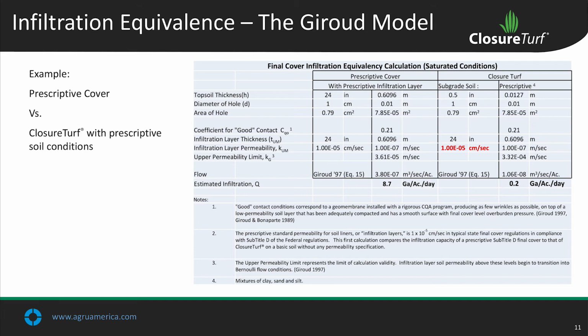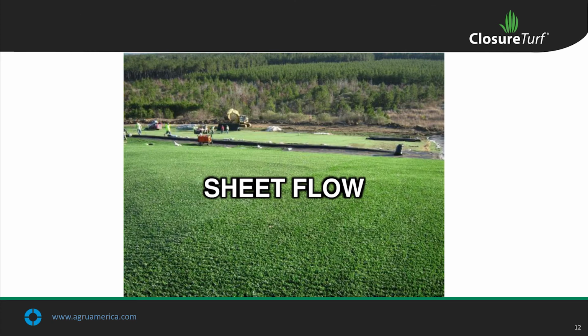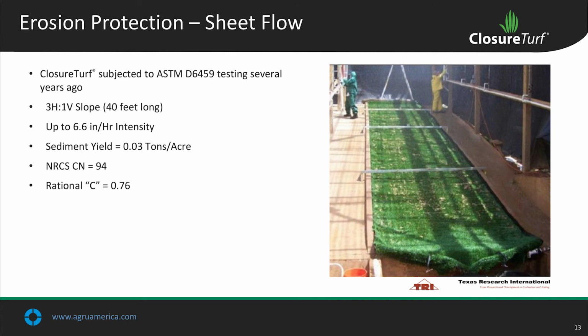So that's the prescriptive cover. Over here is ClosureTurf with 1/2 inch of topsoil, or basically the sand. Same hole conditions in the geomembrane, 24 inches of infiltration layer with that same permeability. And then here at the bottom are the flow rates, 8.7 gallons per acre per day for the prescriptive cover versus 0.2 for a ClosureTurf system. So that's our approach as far as infiltration equivalence to a prescriptive cover. It's equal to or better than the prescriptive standard, which you'll find in most regulatory language.